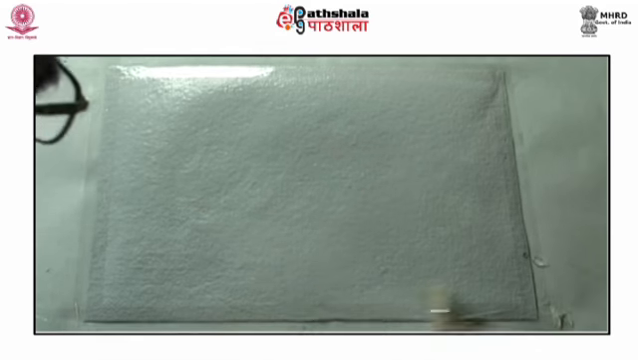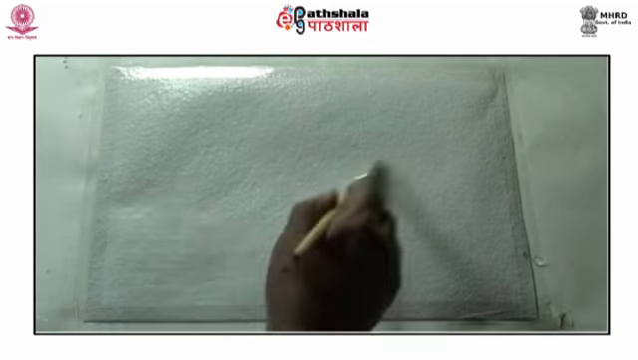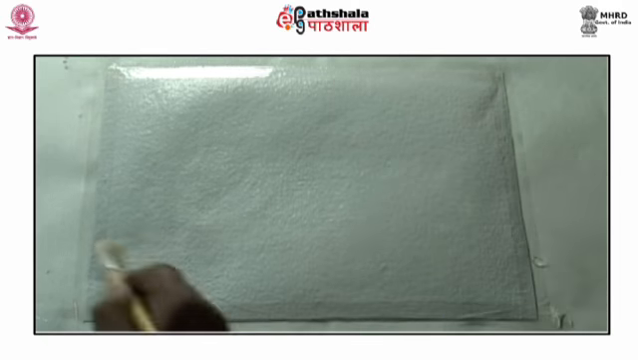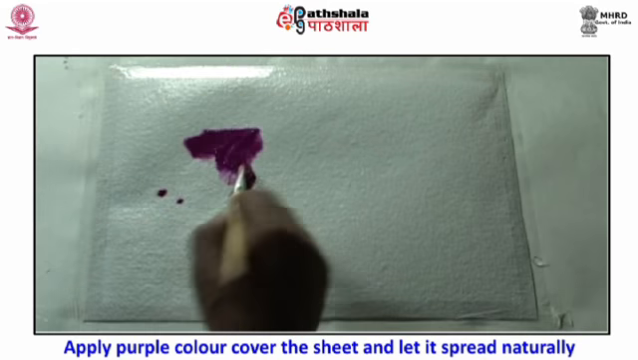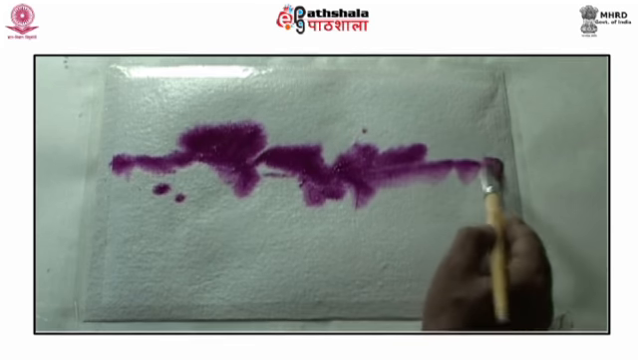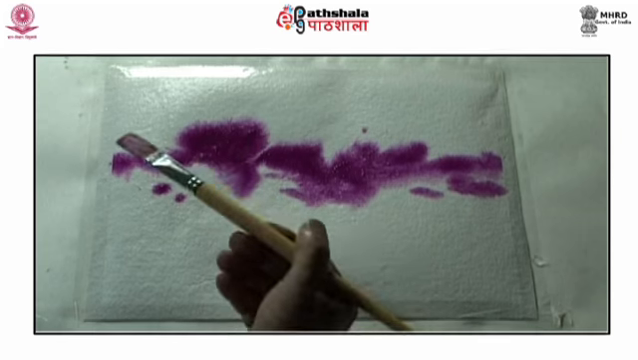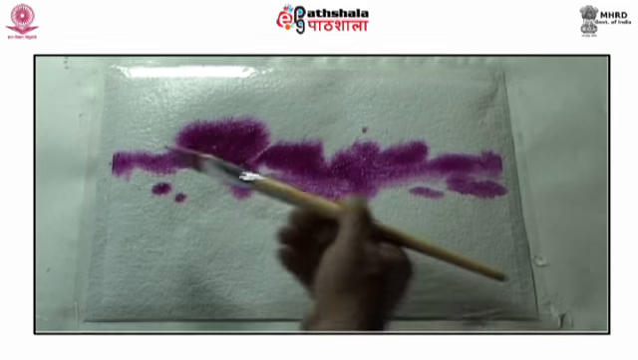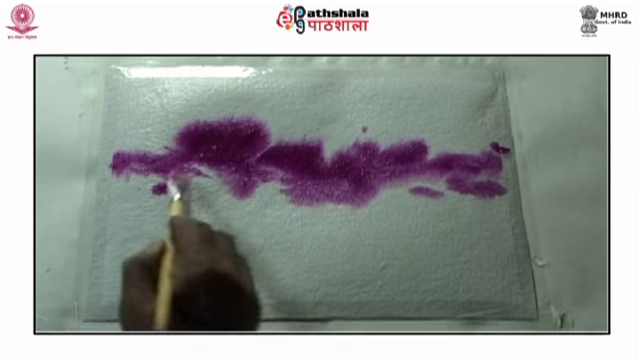Spread water over the paper. One can use a piece of cloth, sponge, or a brush to spread the water and color. Apply purple color over the sheet and let it spread naturally. One can hold the sheet perpendicularly to let the wet color flow downwards and spread across the wet surface.